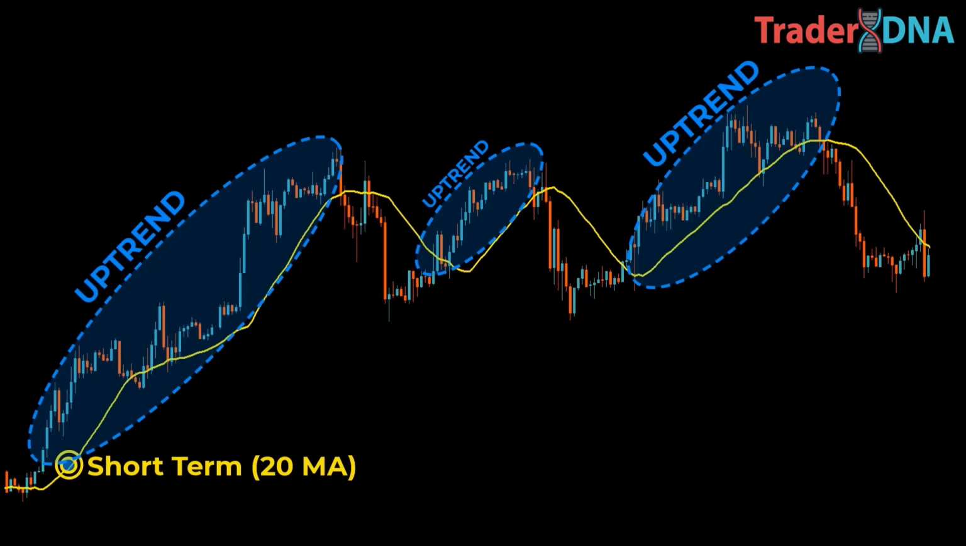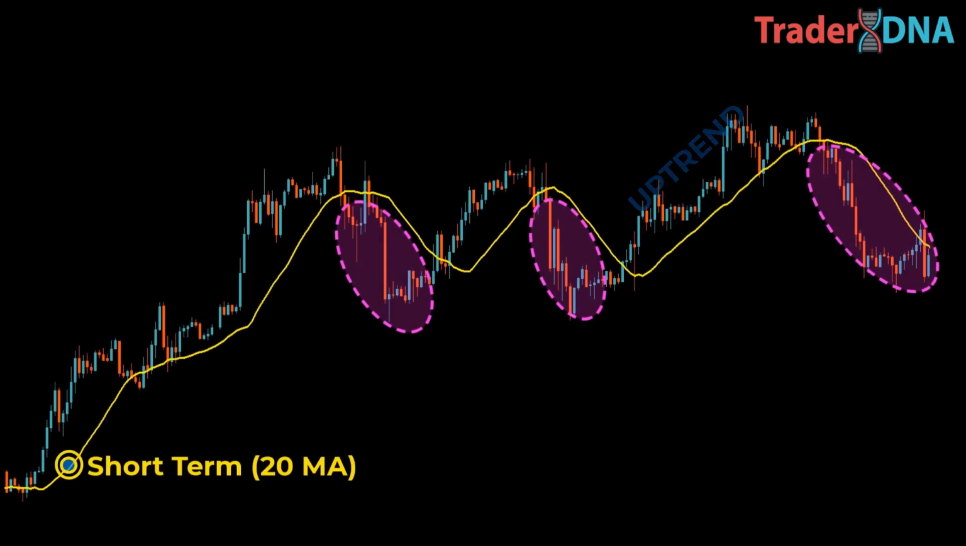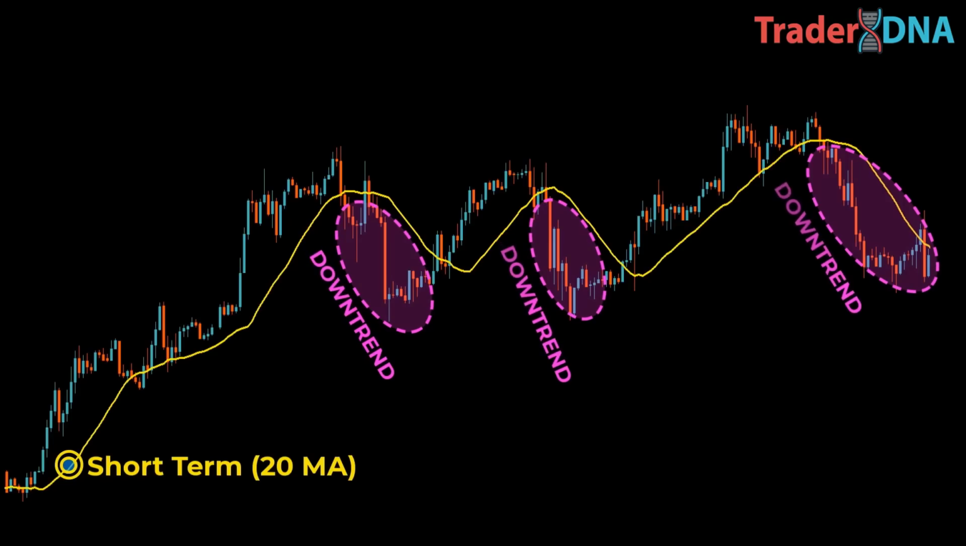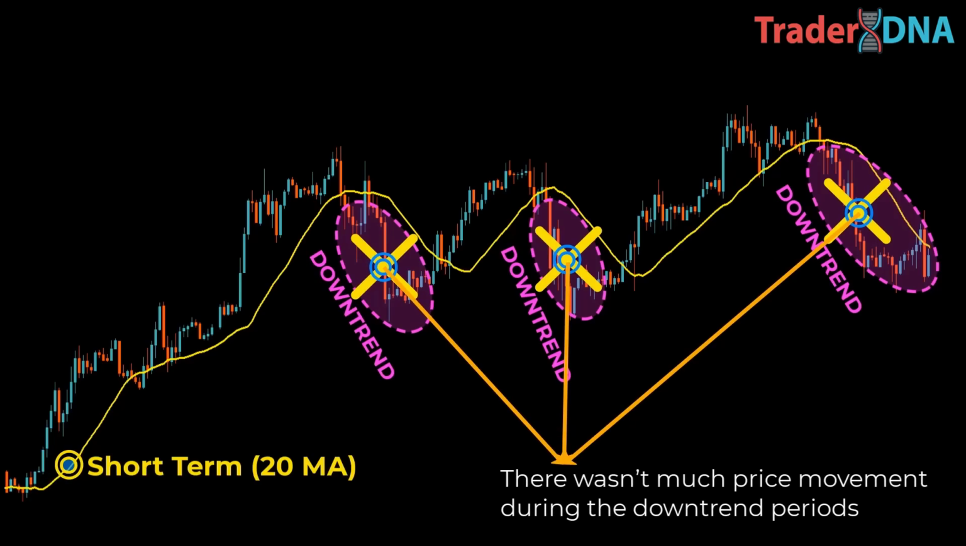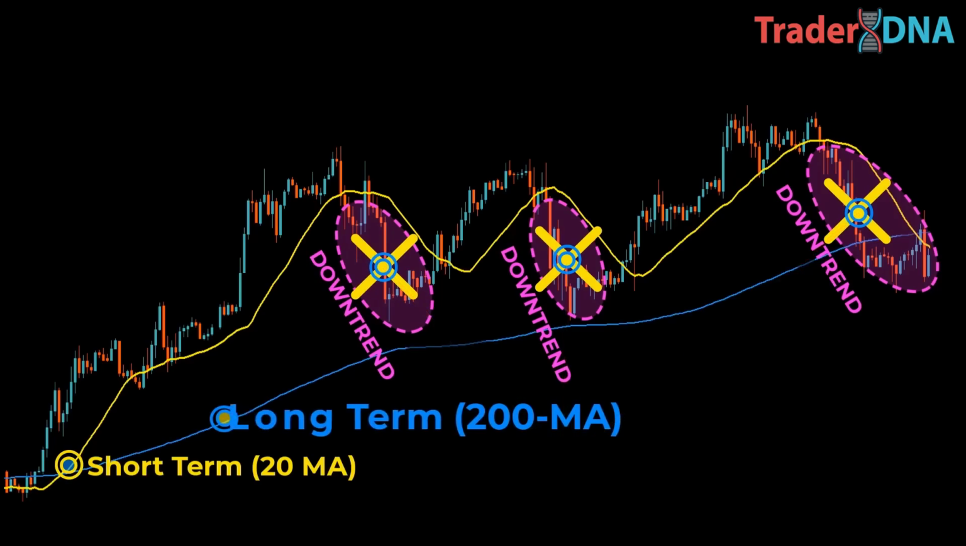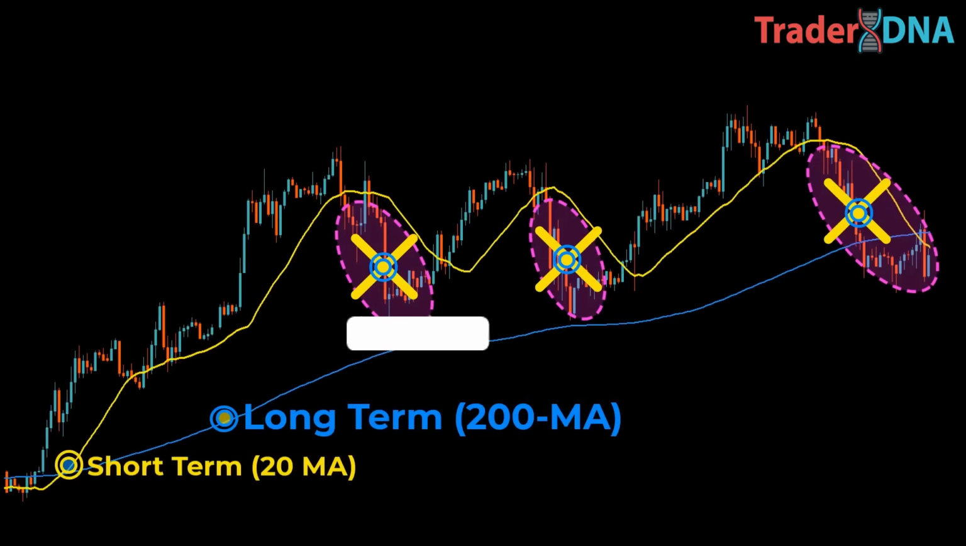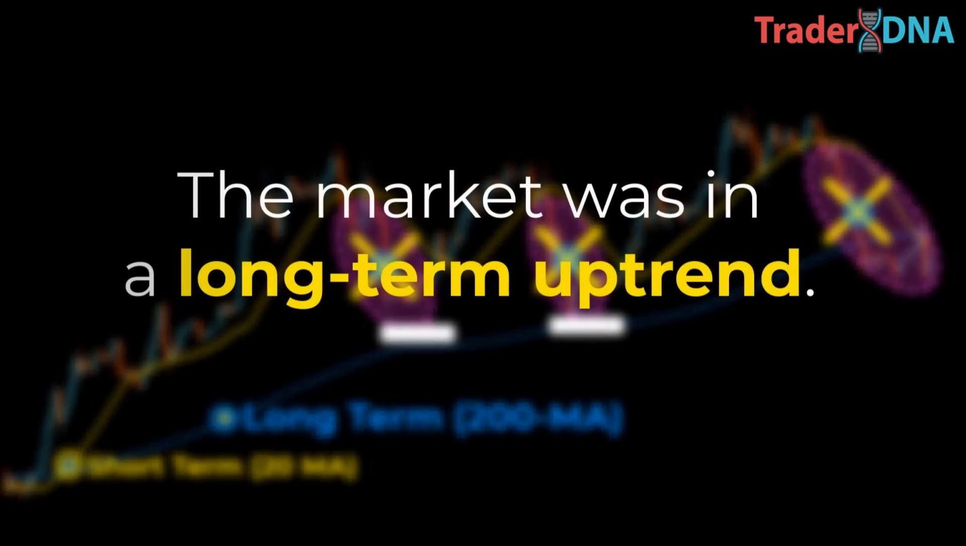Conversely, when the price was below the 20 period moving average, it indicated a downtrend, which would lead us to focus on selling opportunities. However, upon closer inspection, we can see that there wasn't much price movement during the downtrend periods. Now, if we bring the 200 period moving average back into the analysis, we can observe that the price stayed above the 200 moving average throughout the entire period. This indicates that the market was in a long-term uptrend.